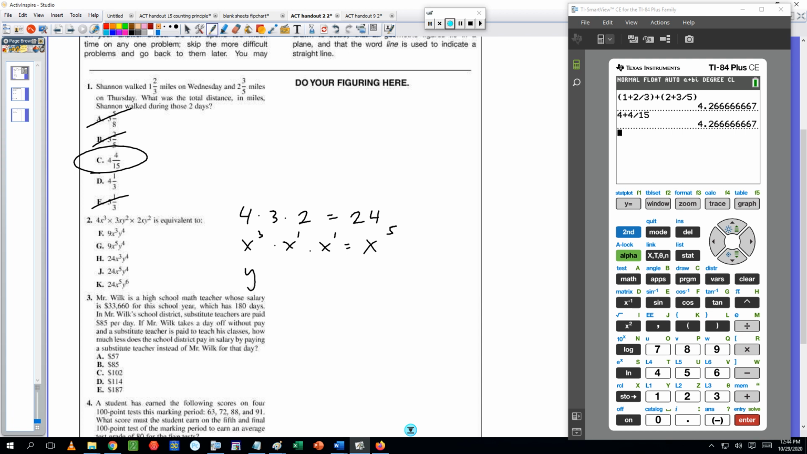I have a y squared and another y squared. That gives me y to the 4th. 24 x to the 5th, y to the 4th. Not that one, not that one, not that one, that one.